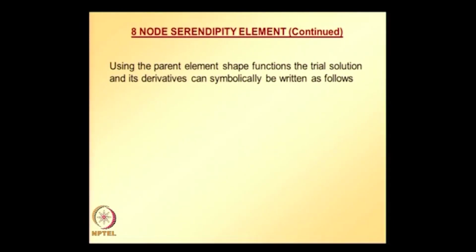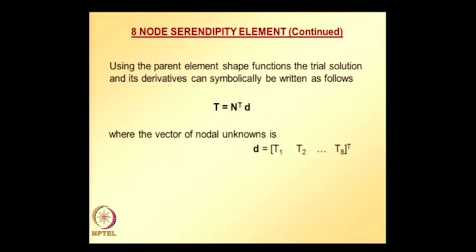Using the parent element shape functions, the trial solution and its derivative can symbolically be written as follows: T is the field variable, the T value at any point is given by N transpose d, where d consists of all the nodal unknowns T1 to T8, and then we can also calculate the derivative of T with respect to x and with respect to y through these formulas.